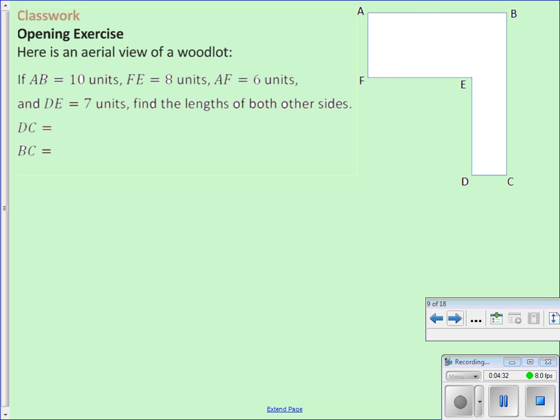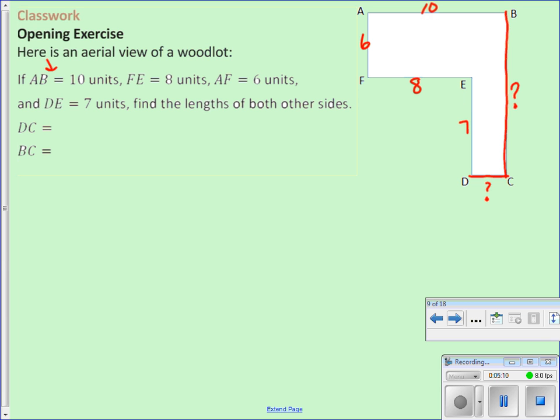So AB is 10 units. I'm getting this over here in the directions. FE is 8 units. AF is 6 units. And DE is 7 units. But what we don't know is DC. So we have to figure out the measurements of those two sides.